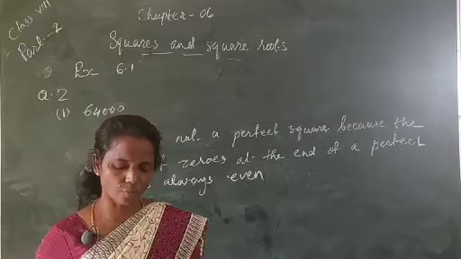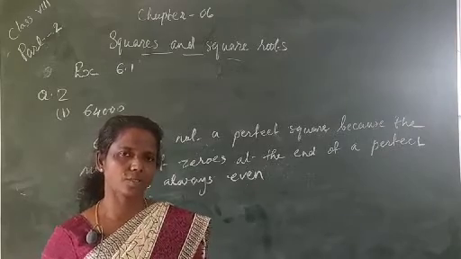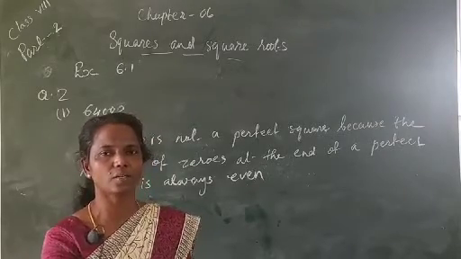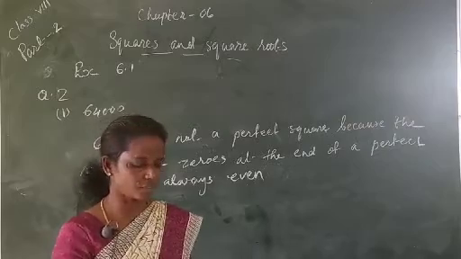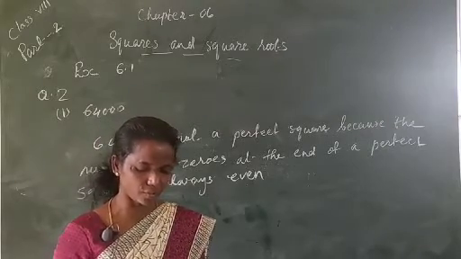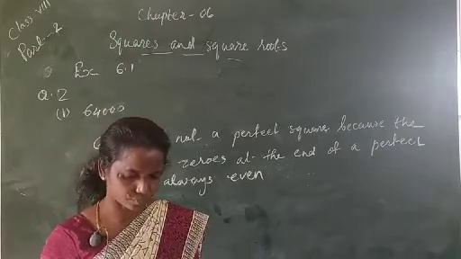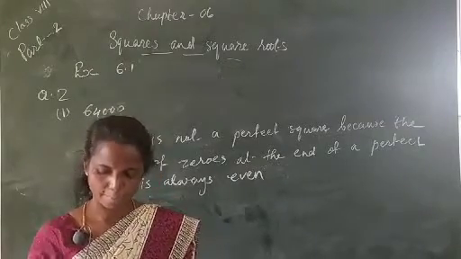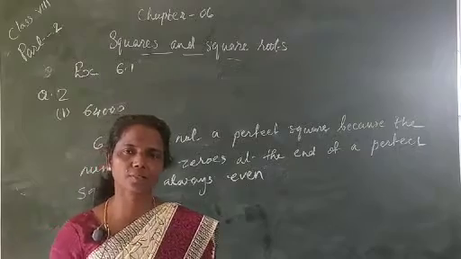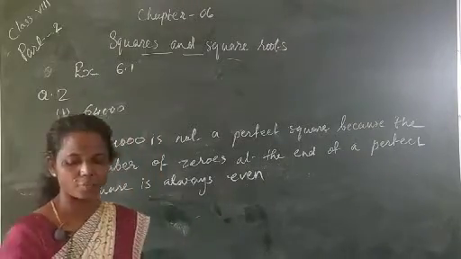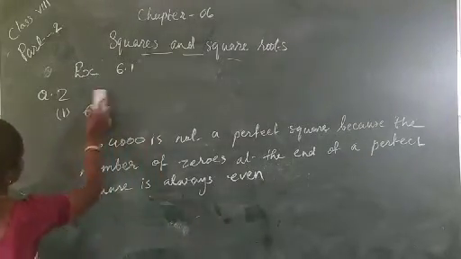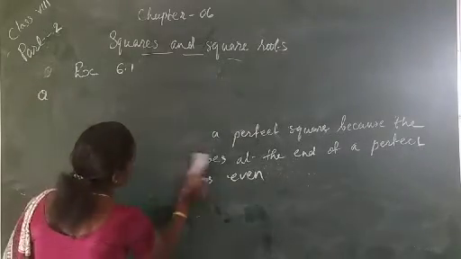The square of odd numbers would be odd numbers. Then, first, which number is it? 241. The first number is 241. The square of 241 is, 241 is which type of number?